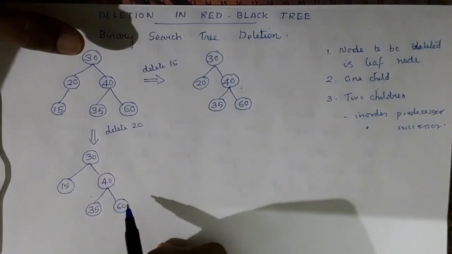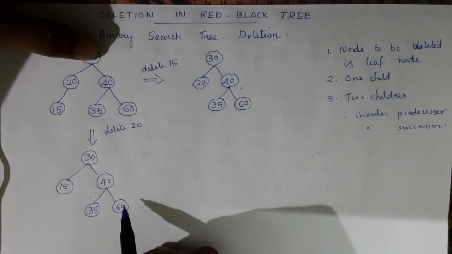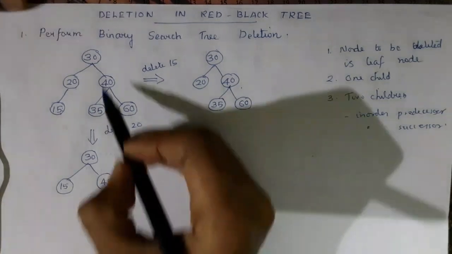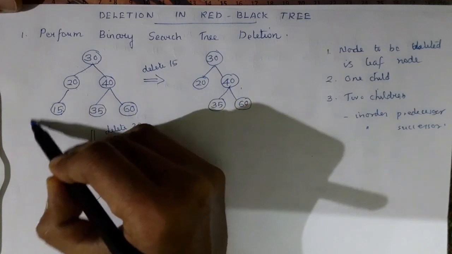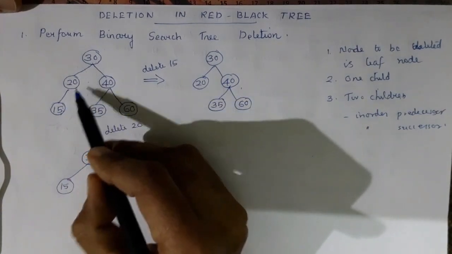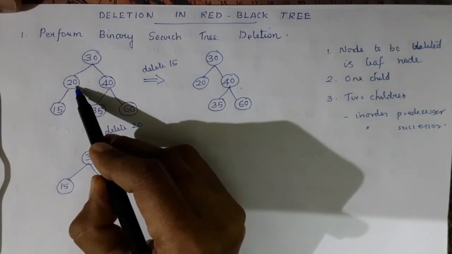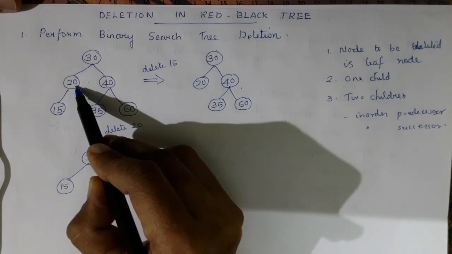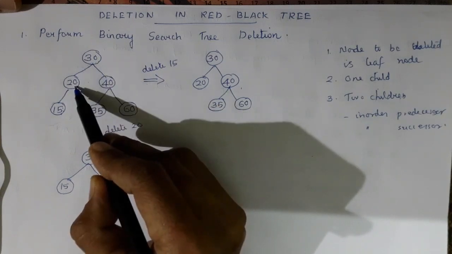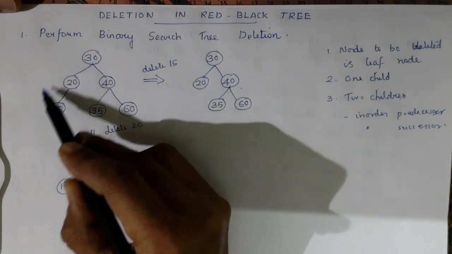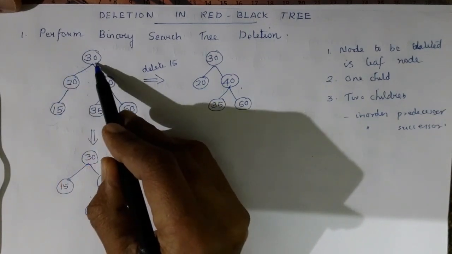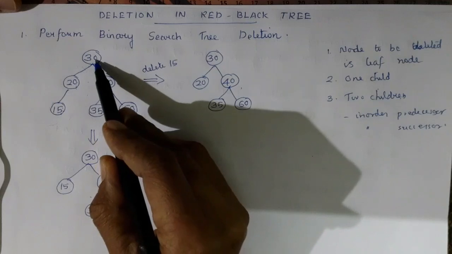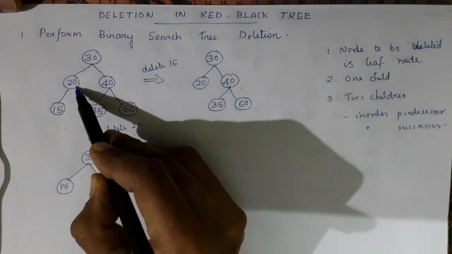So consider the subtree of the node to be deleted. Here 30 is the node to be deleted. The left subtree of that node to be deleted is this one. The largest element in the left subtree is the in-order predecessor. So replace 30 by the largest element in the left subtree of the node to be deleted. Here 20 is the largest element, so 30 is replaced by 20.